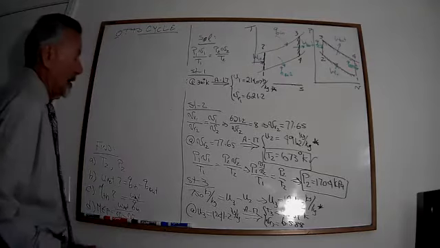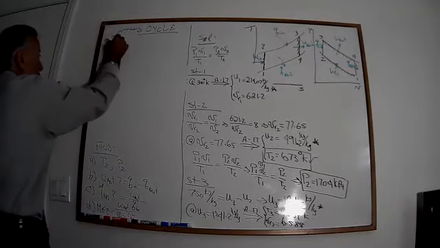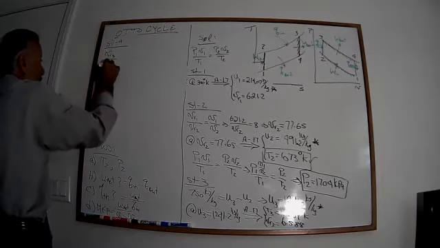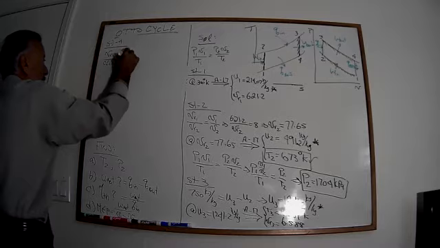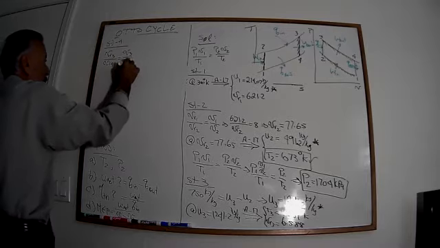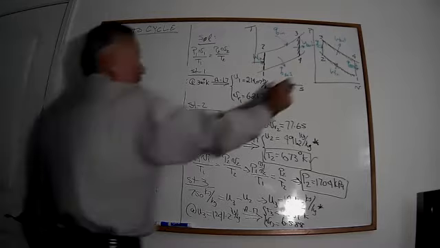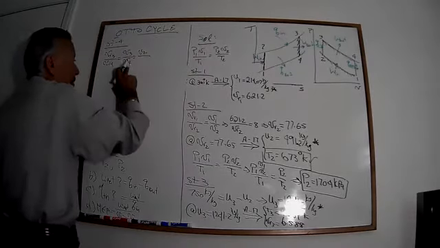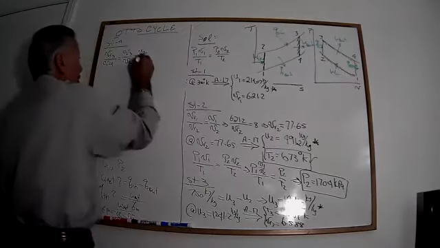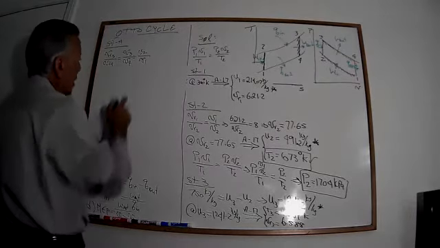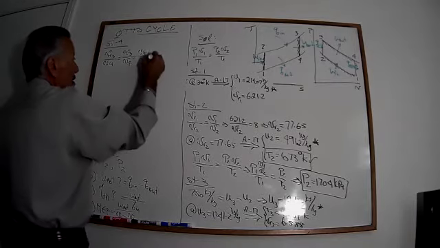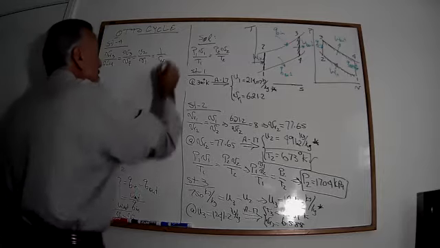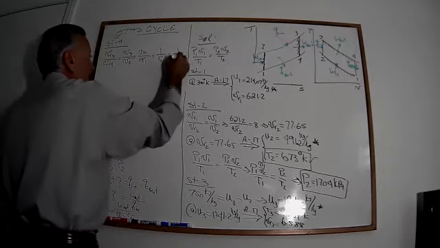Done with state 3, so I go to state 4. At state 4, I write VR3 over VR4 is equal to V3 over V4. I replace V3 with V2 because they're the same. That becomes V2 over V4. What is V4 equal to? V1. So V2 over V1 is 1 over R of V, and R of V is given to me, that is 1 over 8.